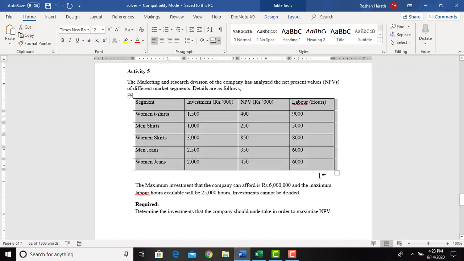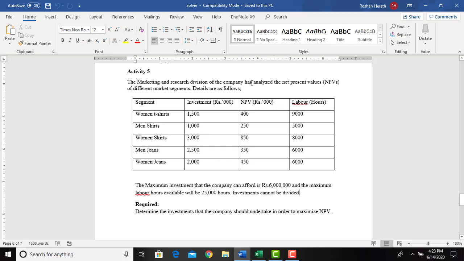Right, we'll read the question. The question says that the marketing and research division of the company has analyzed the net present values of different market segments. You may be an entity that engages in manufacturing garments. In that you have identified some potential business areas: women's t-shirts, men's shirts, women's skirts, men's jeans and women's jeans. These are the segments that you identified in the market. The investment requirement is also given. The women's t-shirt takes 1.5 million initial investment, the men's shirt takes 1 million, the women's skirt takes 3 million. Likewise, the investment for each of these projects is given. They have also worked out the net present value for each of these projects, and that is also given.